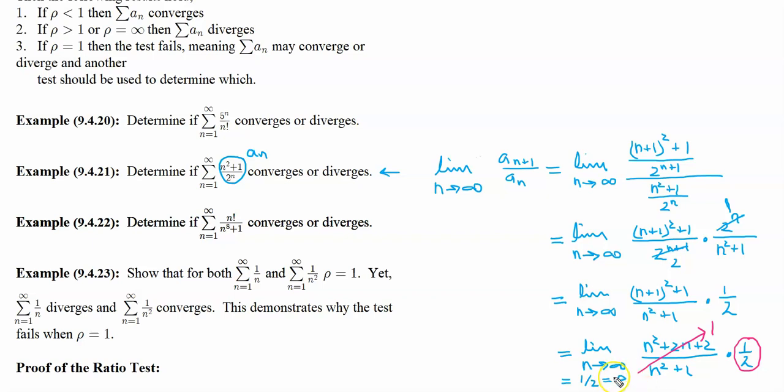Okay, so we see that our rho is less than 1, so we're in case 1 again, and so therefore we can conclude that this series converges. There we go. And once again, that's because we found out for this limit it was equal to 1/2, and that was our rho, which is less than 1. Okay, so we were in case 1 again.